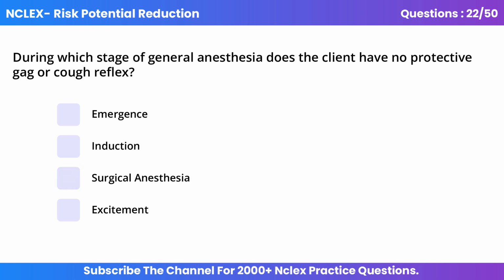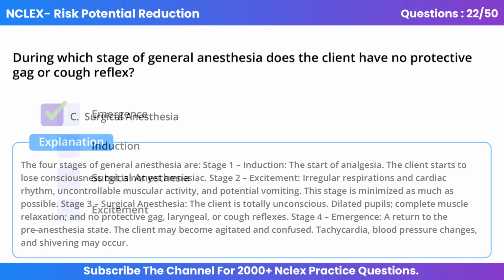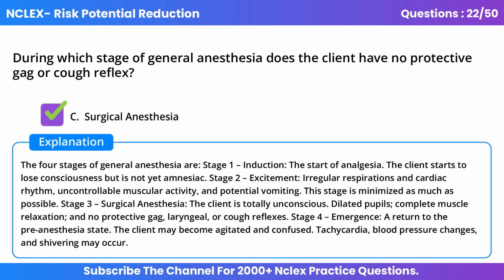C. Surgical anesthesia. The 4 stages of general anesthesia are: Stage 1, induction, the start of analgesia. The client starts to lose consciousness but is not yet amnesiac. Stage 2, excitement, irregular respirations and cardiac rhythm, uncontrollable muscular activity, and potential vomiting. This stage is minimized as much as possible.